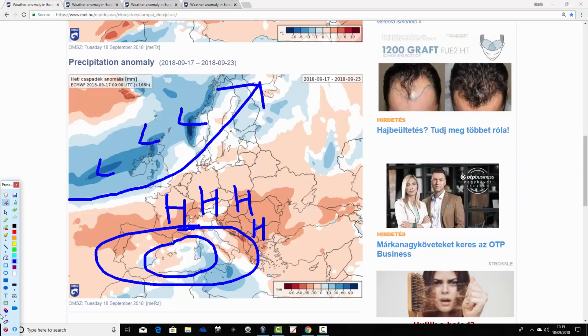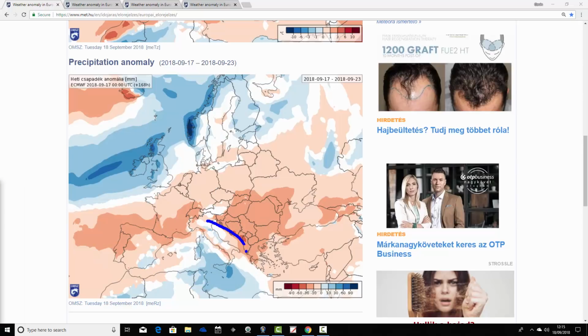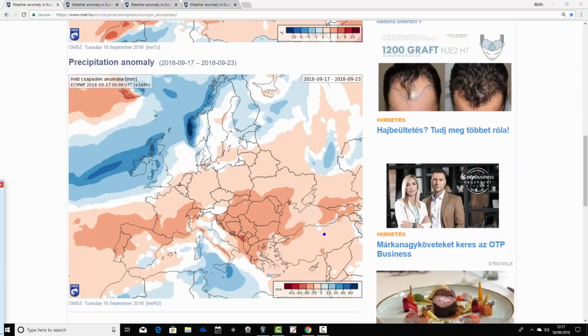And then through Italy, a bit of a mixed bag there as well. A little bit on the drier than average side through most places though. And down into the southeast of Europe, drier than average through Greece, Turkey and up to the Balkans also.